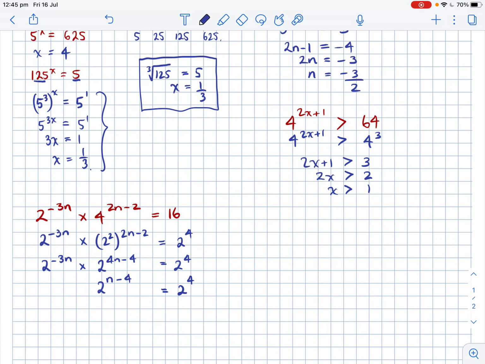And now that I've got down to just a singular base number on the left-hand side and the right-hand side, I can solve this by making my indices equivalent. And I'm done.